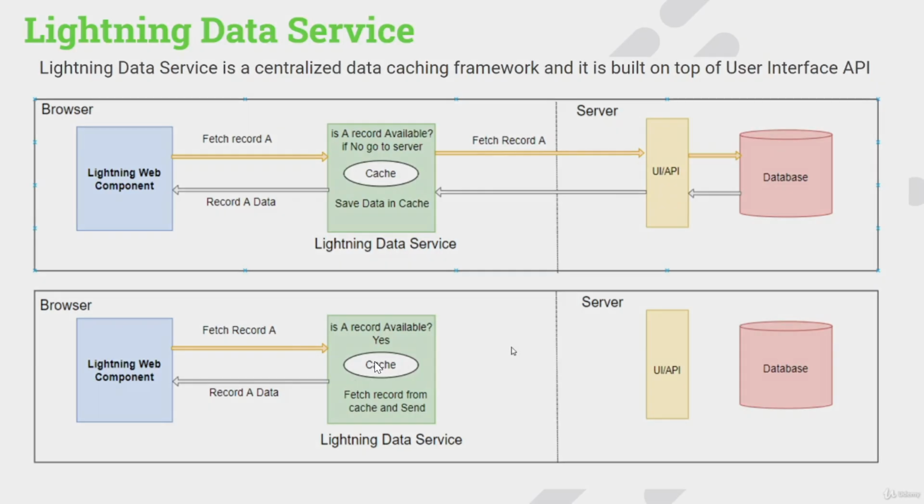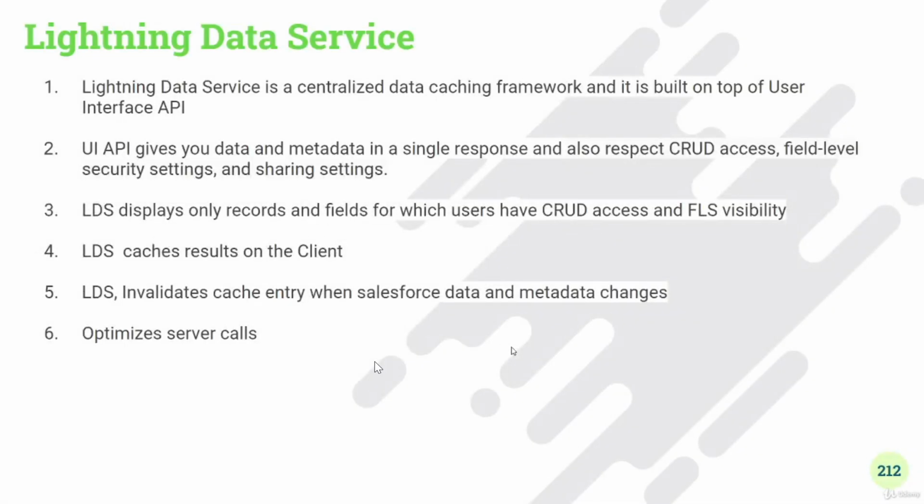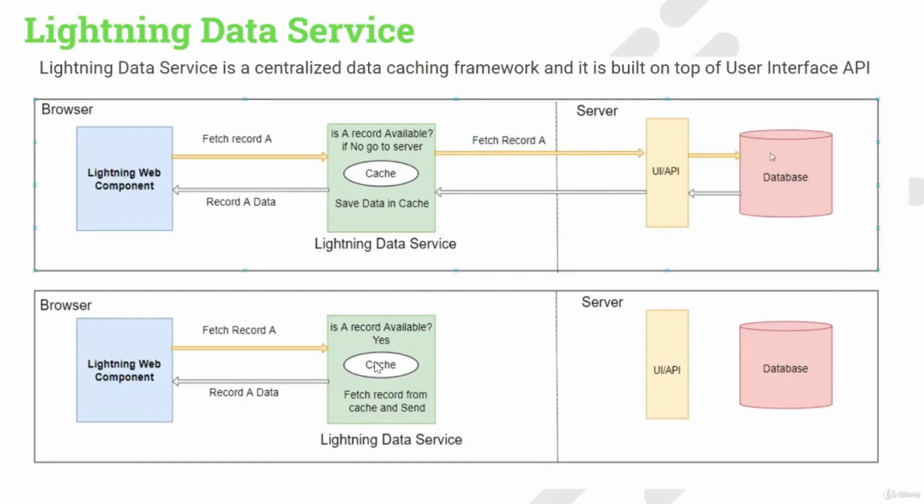So let's go and see all the benefits that we have. We'll go through the points quickly. Lightning Data Service is a centralized data caching framework. As I already showed you, it's a caching mechanism behind the scenes and it is built on top of the User Interface API. The UI API gives you the data and the metadata in a single response. When you send the query, it fetches the data and metadata, but both come in different responses. The UI API's functionality is to convert both into a single response.